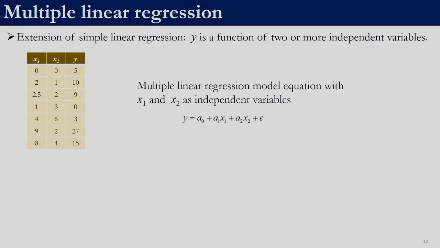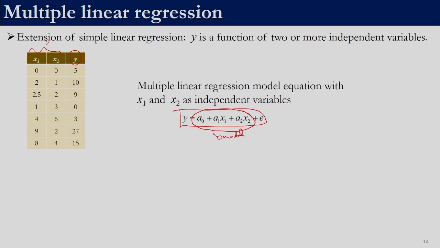So in multiple linear regression, x1 and x2 are independent variables, for example temperature and pressure. And y is the dependent variable. In this case, the model that we want to fit is y model = a0 + a1 x1 + a2 x2.